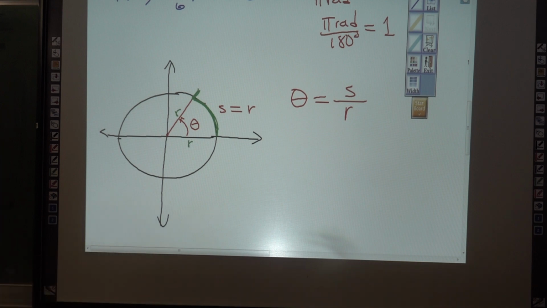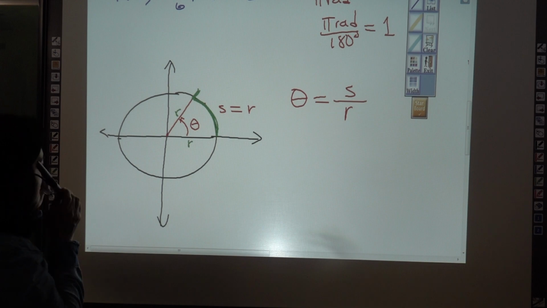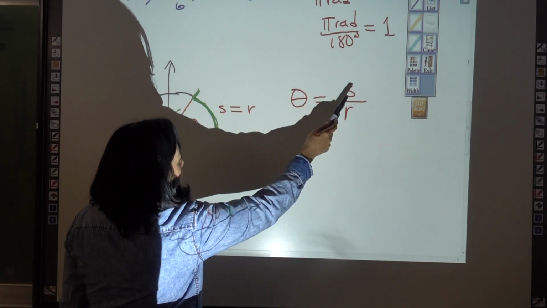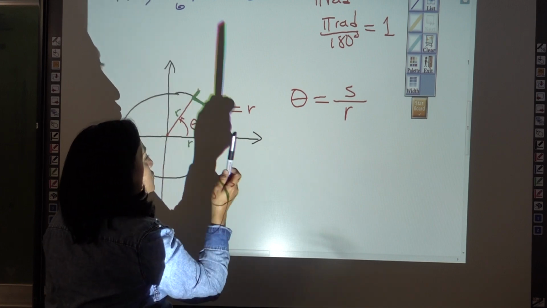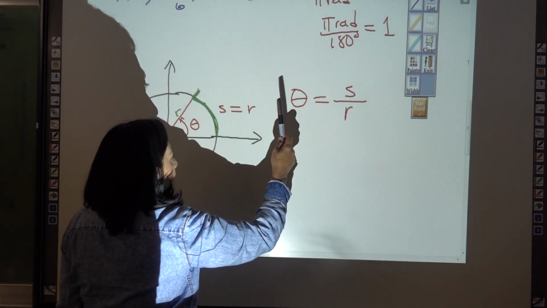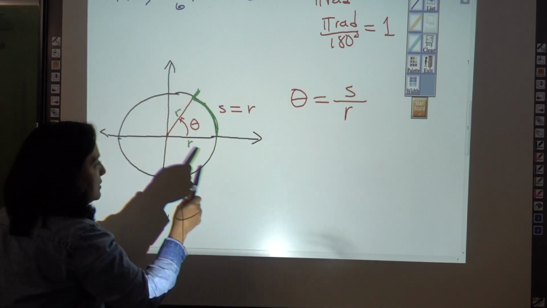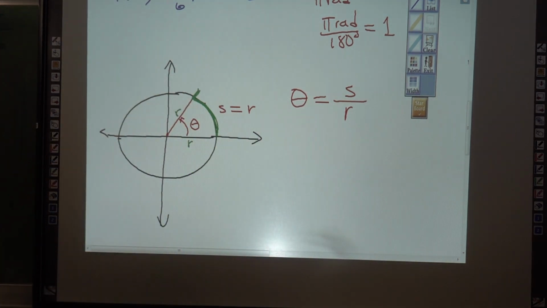So from here we can isolate theta. If we want to get S from here, let's say you have theta and you look for S, you multiply by R in both parts and you get S. Or if you want to isolate R, then multiply by R first and divide by theta and you get R. So you can play with that little formula depending on what they're asking you in a specific problem.